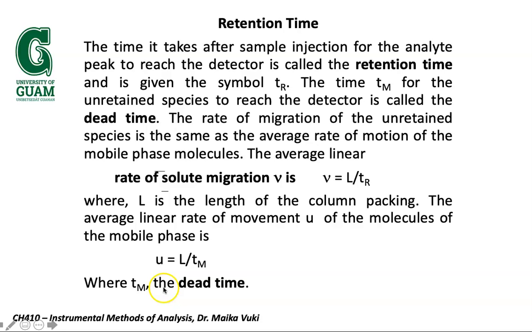The other that we can also consider is the unretained species, which is mostly the mobile phase in this sort of analysis. The velocity of the unretained species or mobile phase is given by the length of the column divided by the retention time of the mobile phase. And the retention time of the mobile phase, we know, is going to be rather short, and it is given the term dead time.